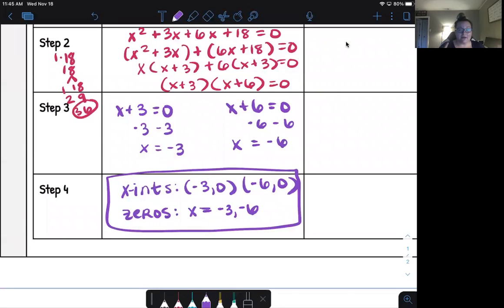All right, so as you can see from my work, I ended up getting x equals negative 3 and x equals negative 6. I wrote my final answers as x-intercepts with colons and zeros with colons. I got negative 3, 0, negative 6, 0 for my x-intercepts, and then x equals negative 3 and negative 6.